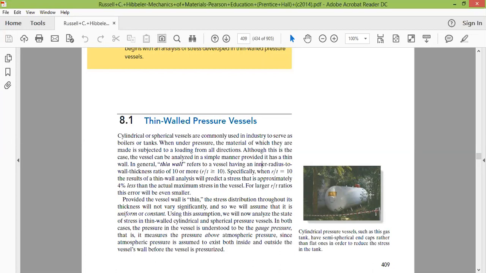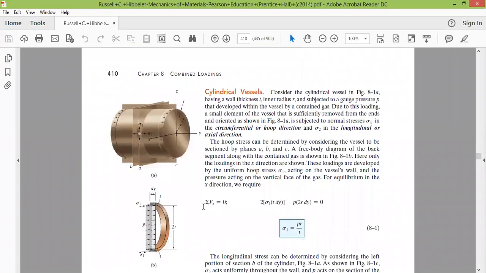Then we talked about thin-walled pressure vessels. I said that pressure vessels are of two types: thin-walled and thick-walled. The thin-walled pressure vessels are those in which the ratio of radius to thickness of the pressure vessel is greater than or equal to 10. That pressure vessel, whose R by T ratio is greater than or equal to 10, is called the thin-walled pressure vessel.